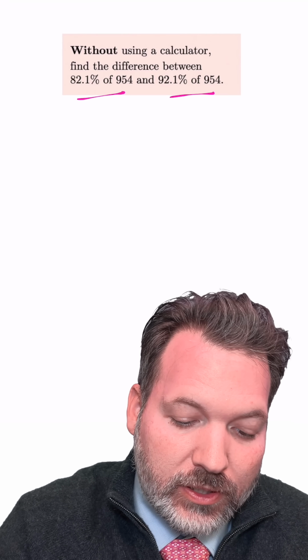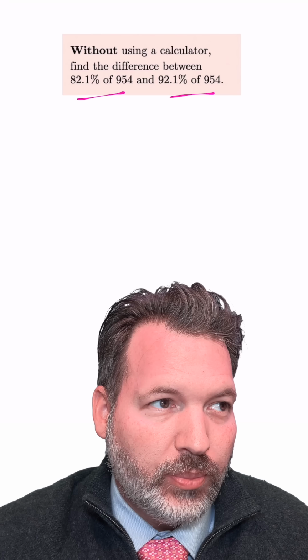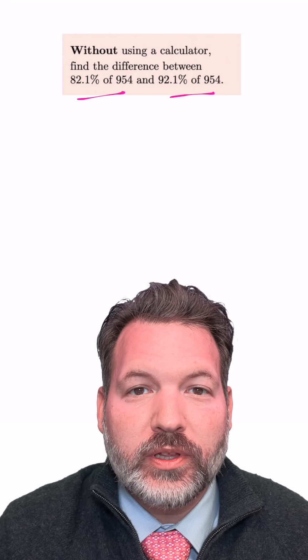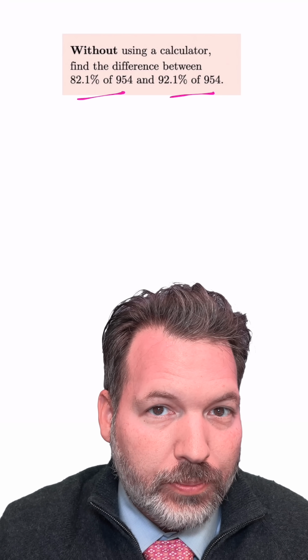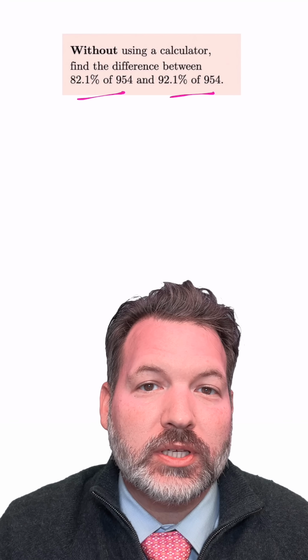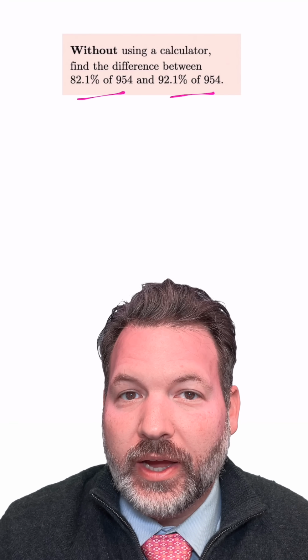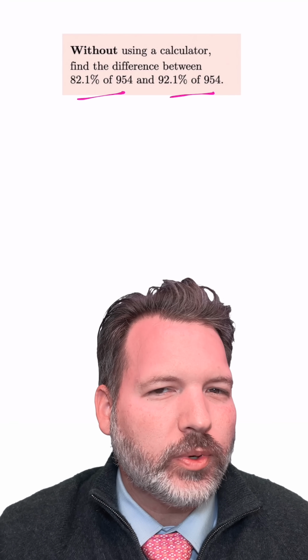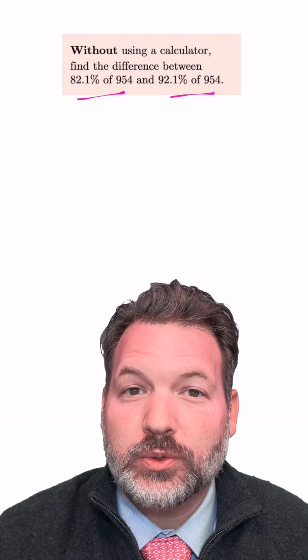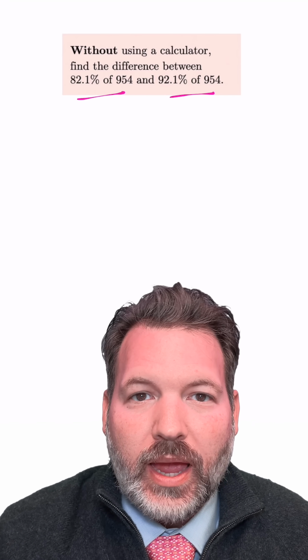Without a calculator, this could be a pretty difficult question. But of course, if we see that the difference between the two percentages is really just 10%, we can see this is actually just asking us what's 10% of 954. To see how this is really the distributive property at work, let's rewrite these as multiplications.